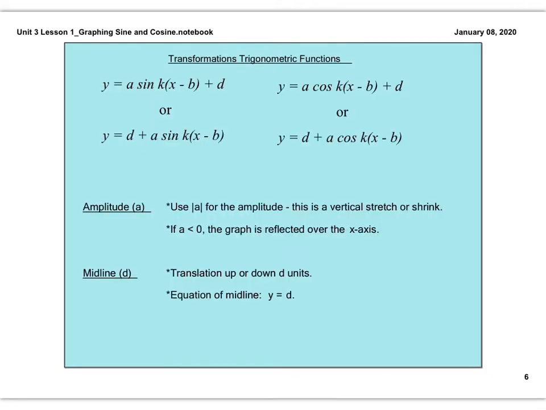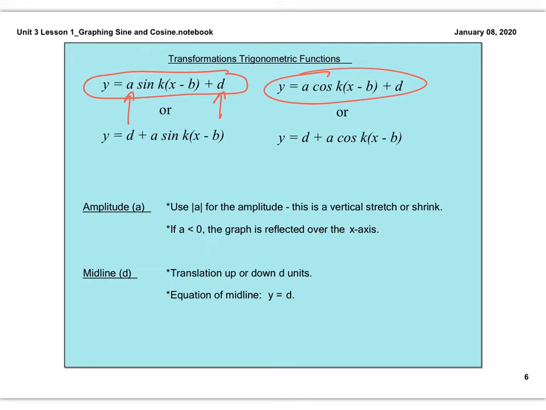All right, so this looks kind of tricky and complicated, and it kind of is. These are the more complicated versions of sine and cosine functions. And all of the different variables here do something to our graph. They're going to transform the graph in some way. Today we're just going to work with two of the variables. We're going to work with A. A is the amplitude. So we're going to change that amplitude today from 1 to other values. And we're also going to work with D, which is the midline. So instead of the midline always being at y equals 0, we're going to shift our graph up and down.